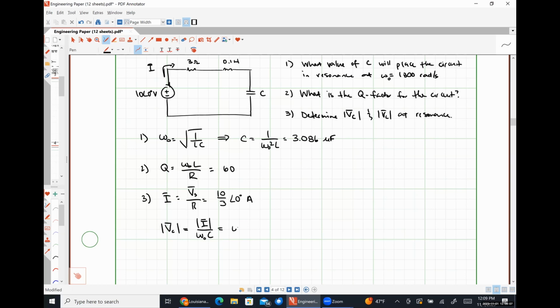So the voltage drop across the capacitor has a magnitude of 600 volts. Across our inductor, this is going to be the magnitude of I times omega naught L. Go ahead and throw that into your calculator, please. Also 600. Yep.